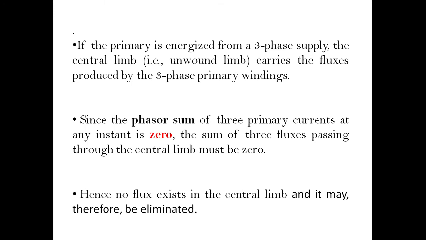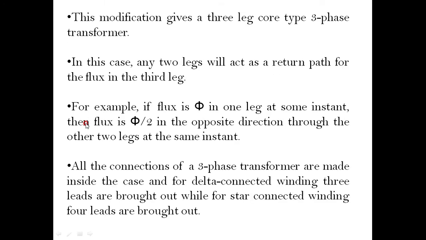Since the phasor sum of a three-phase current at any instant is 0, we know that the sum of the balanced three-phase currents is 0. Therefore, the sum of three fluxes passing through the central limb must also be 0. Hence, no flux exists in the central limb and it may therefore be eliminated, so that we have got only the three limbs. This modification gives a three-leg core type three-phase transformer.